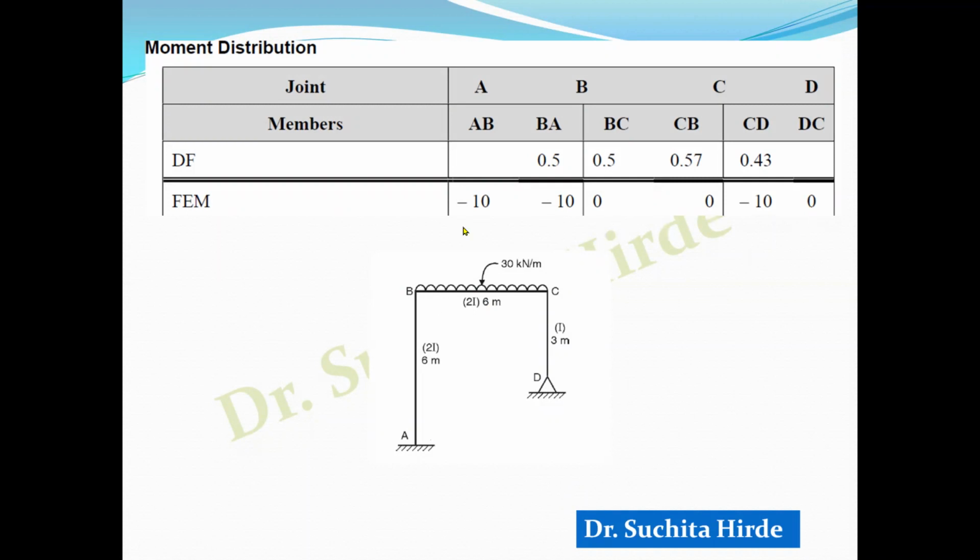At the other end, you have to write the same moment, that is minus 10 and minus 10. So moments are to be written only for columns, not for beams and not for the hinge support. So this is how we write the fixed end moment. Once we write the fixed end moment, then we will carry out the moment distribution in the usual fashion.